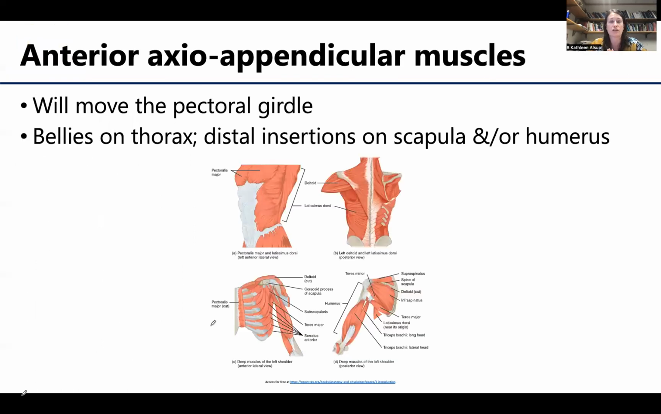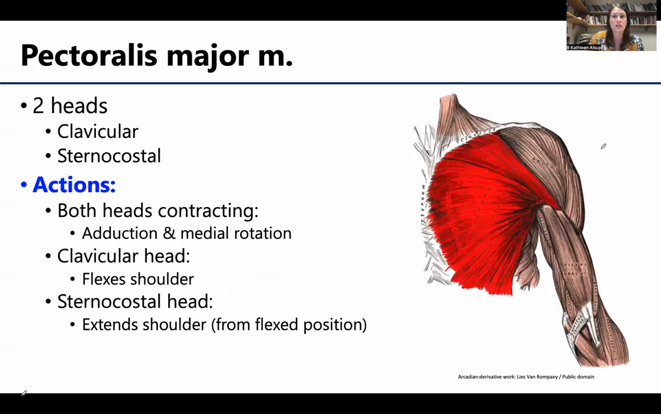So let's review again what we mean by axio-appendicular. And I have anterior here, but we'll actually discuss some of the posterior ones as well with the trapezius and the latissimus dorsi. So these muscles are going to move the pectoral girdle, and then in certain portions, particularly with the latissimus dorsi and the pectoralis major, this can actually move the shoulder joint as well. And so these bellies are going to be associated with the thorax, so either anteriorly or posteriorly. So their proximal attachment is on the axial skeleton, and then their distal attachments are either on the scapula or the humerus. So let's start with one of the big ones.